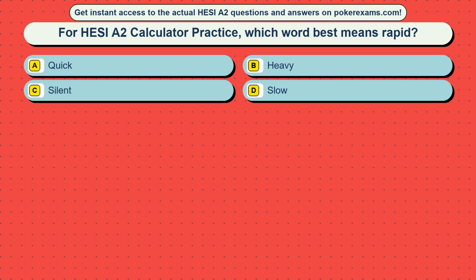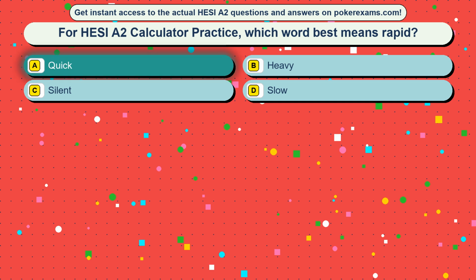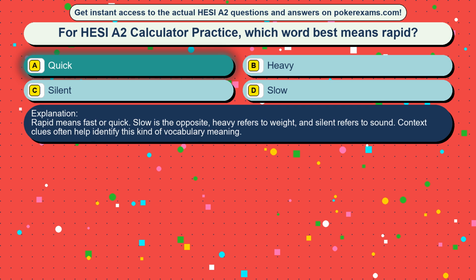Question 42. For HESI A2 Calculator Practice, which word best means rapid? Option A, quick. Option B, heavy. Option C, silent. Option D, slow. The correct answer is option A, quick. Rapid means fast or quick. Slow is the opposite, heavy refers to weight, and silent refers to sound. Context clues often help identify this kind of vocabulary meaning.